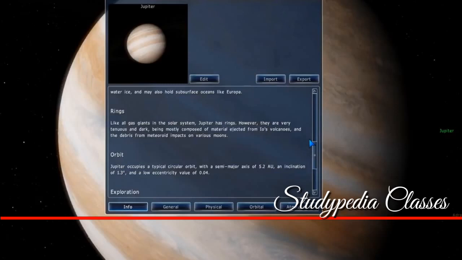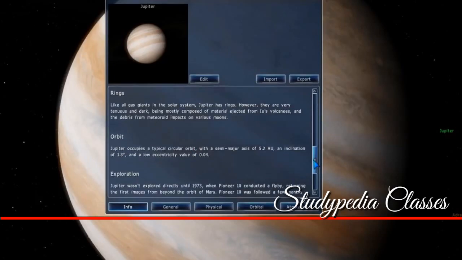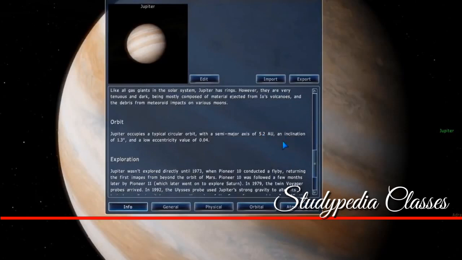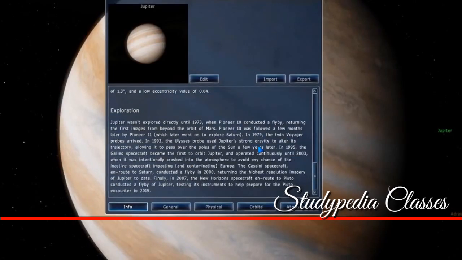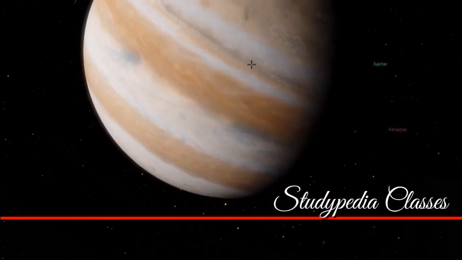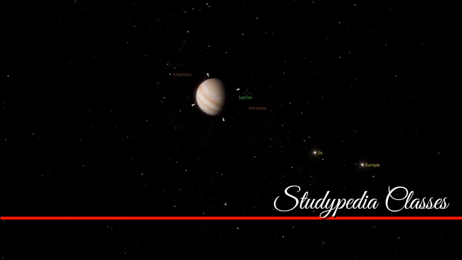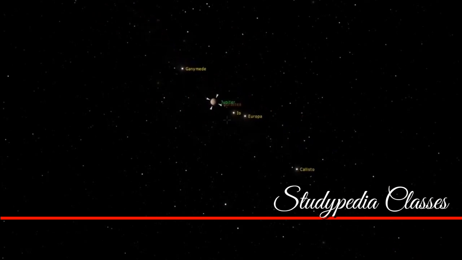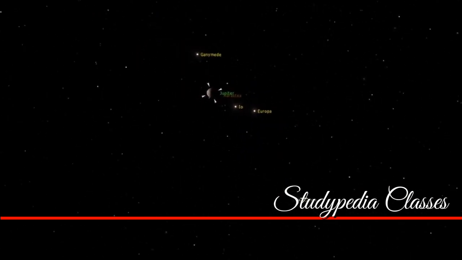Orbit. Jupiter occupies a typical circular orbit with a semi-major axis of 5.2 AU, astronomical units, an inclination of 1.3 degrees, and a low eccentricity value of 0.04. Okay, so let's have a look at its orbit because it's a very big planet. I'm just zooming out. You can see so many moons are there.